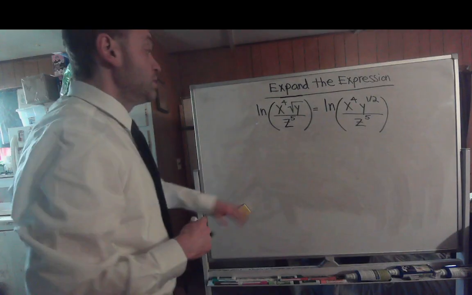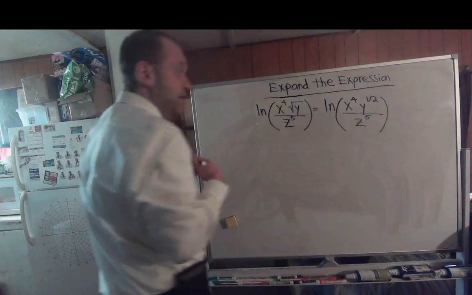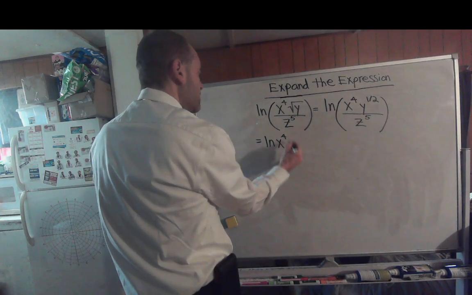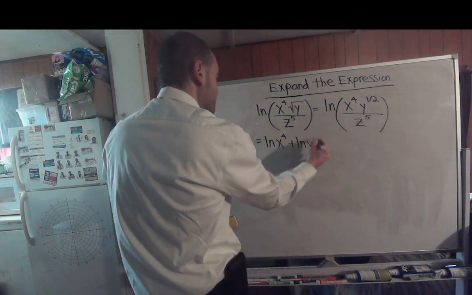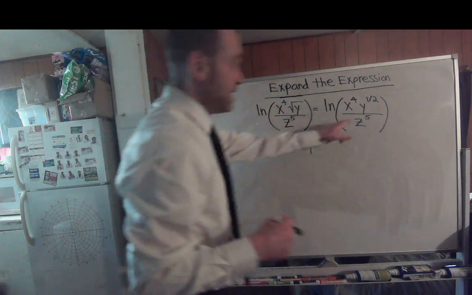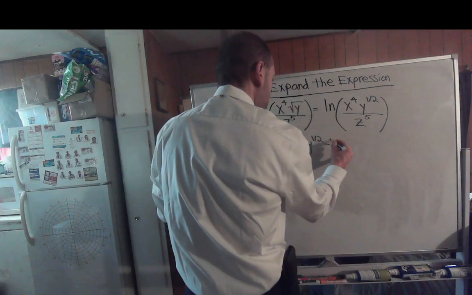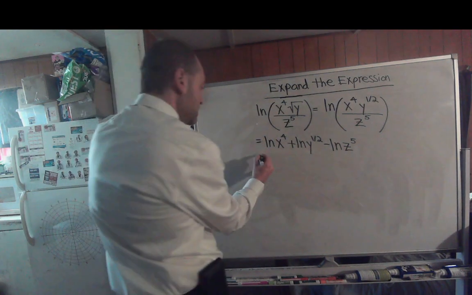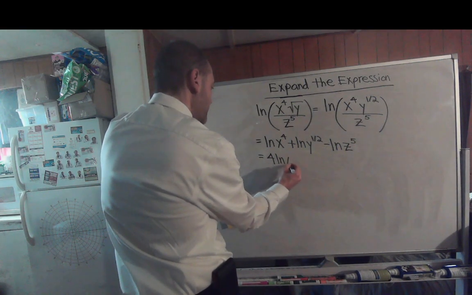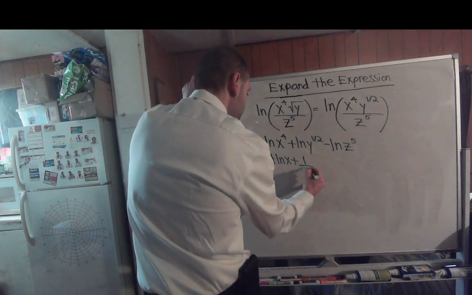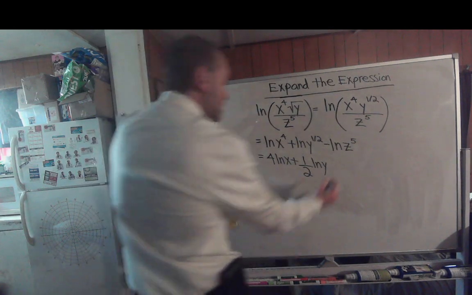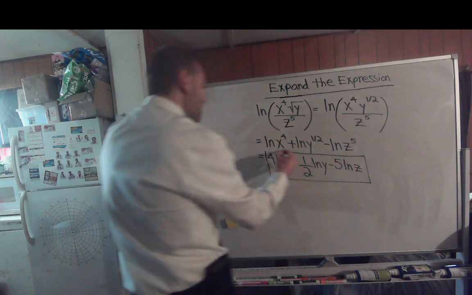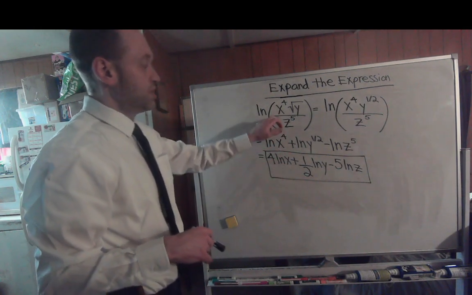Well, now we can expand this. In the numerator, you'll have two products. So this will turn into the natural log of x to the fourth plus the natural log of y to the 1/2. Now, in your denominator, you have that z to the fifth, so this would end up becoming minus the natural log of z to the fifth. And then for the final part, we have a power rule. So this will end up becoming 4 times the natural log of x plus 1/2 of the natural log of y minus 5 times the natural log of z. So that would be the exact expansion of all this.